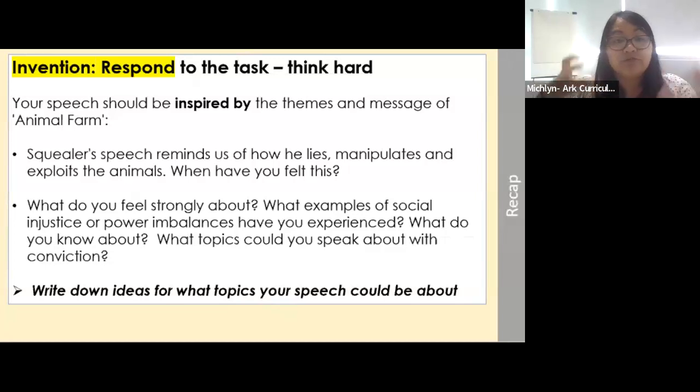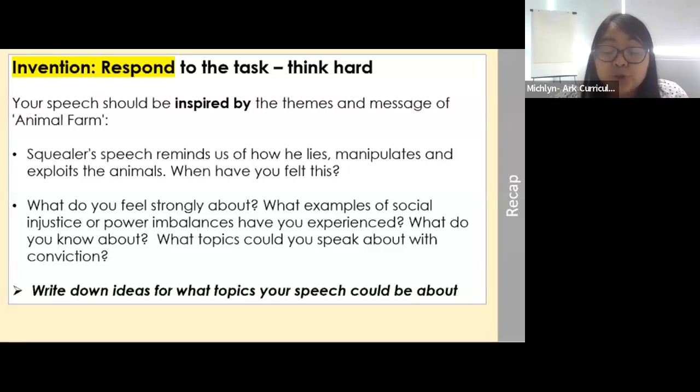So thank you for those of you who put down your thoughts in the chat feed. So once we've really thought back and linked back to prior learning, what we then do is we get students to think about, okay, how is this going to inspire you? So we get students to complete this task. So we've said that Squealer's speech reminds us of how he lies, manipulates, and exploits the animals. When have you felt this? When have you felt manipulated? When have you felt like somebody has lied to you? So think of that emotion, think of that time first of all, remind them of how did you feel first of all. But then get them to start thinking about, okay, now let's put this into your own ideas.